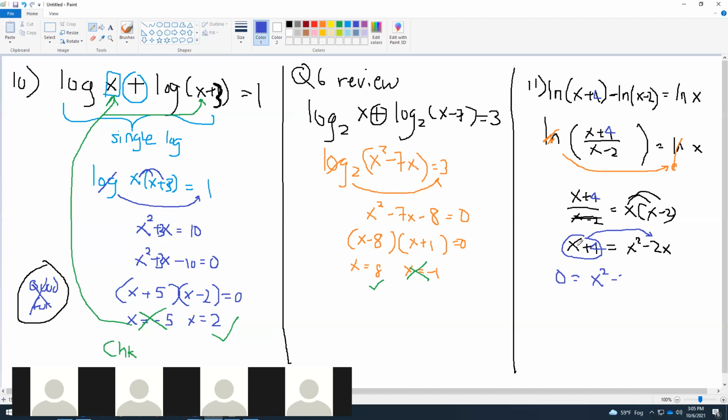Don't forget the x you move becomes negative x, right? And minus 4, right? So you should get x squared minus what? How many x? This is a positive x. When you move that x, it becomes negative. How many x do you have here? This is negative 3x minus 4, right? This is very simple solving equation.